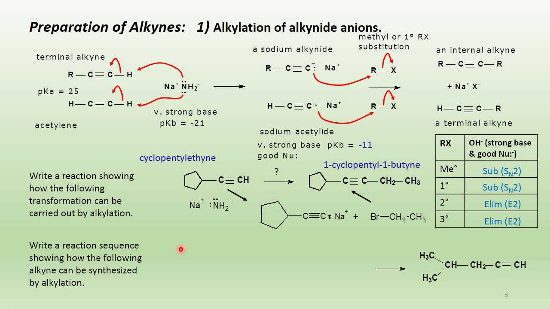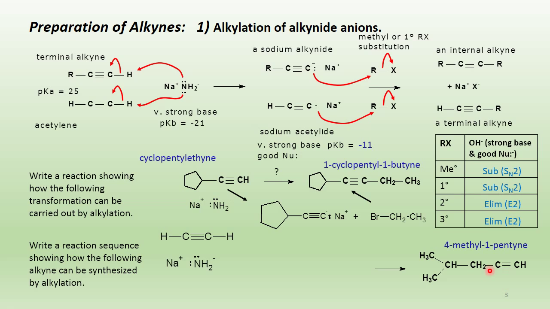Let's try one more, a little bit tougher. Write a reaction sequence showing how the following alkyne can be synthesized by alkylation. So the product has an alkyne, so that means that alkylation requires that a carbon group was added on either side of the alkyne carbons. A carbon group is either added here or on the left here. Well, obviously the carbon group has not been added to the right, so the carbon group that was added to the alkyne must be this isobutyl group on the left, which means that our starting alkyne must have been ethyne or acetylene.